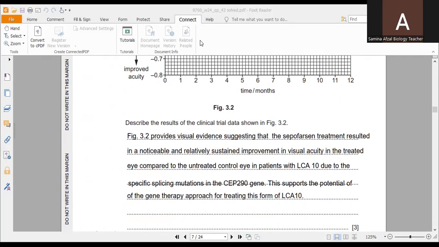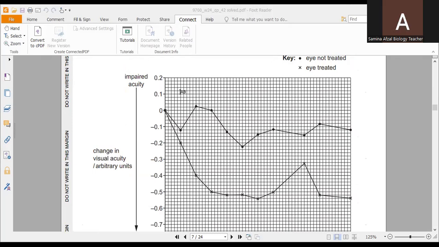First of all, this image is a line graph showing the results of the clinical trial data monitored in the first image. Here you can see an initial increase in impaired acuity, a dip in the graph shortly after the start, then sustained improvement when there is treatment. Let me move towards the graph, then you will understand it. First of all, this is the dip which is not treated.